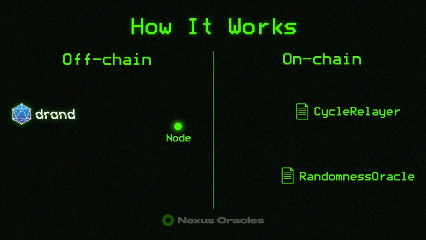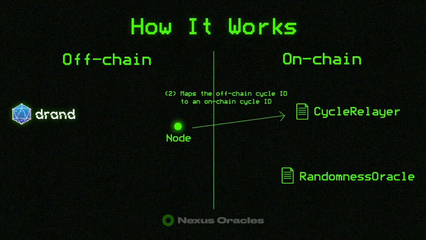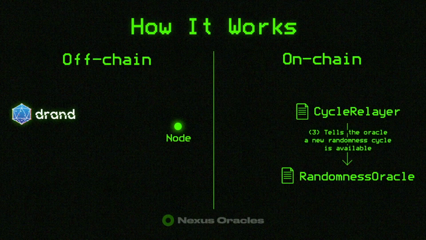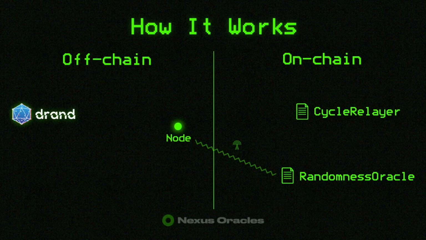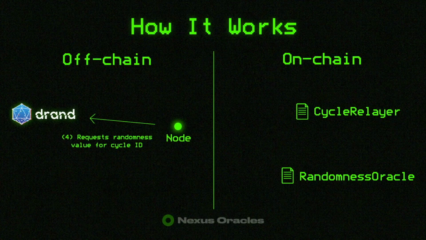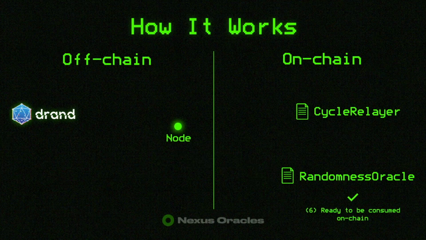For the random values, we are using DRAND, which is a distributed randomness beacon, which is managed by these organizations. So, how does it work? We have both on-chain and off-chain activities. So first off, the node requests the latest cycle ID from DRAND. After that, it transmits the cycle ID to the cycle relayer on-chain. And once consensus is reached, the cycle relayer tells the oracle that a new randomness cycle is available. And the nodes listen to the randomness oracle and know that a randomness value is requested. So it goes back to DRAND and requests the randomness for that particular cycle ID and transmits it back to the blockchain, where it will be ready for consumption.